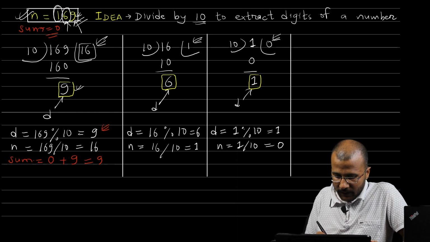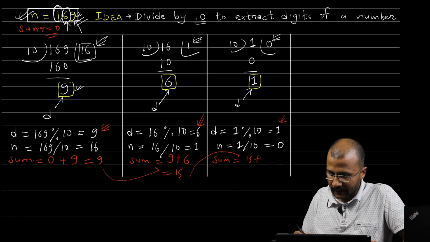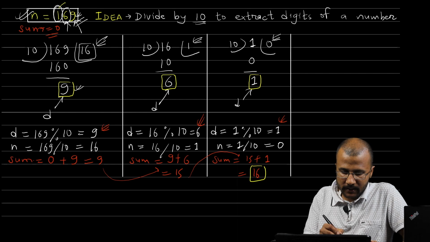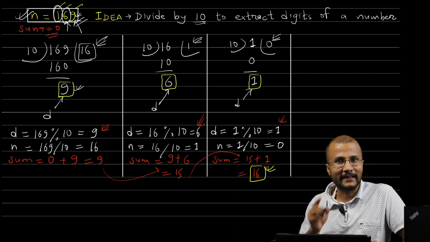Okay, 0 plus 9 is 9. In this scenario the sum at this point would be the previous sum, which was 9, plus the digit 6, so 9 plus 6 is 15, and in this case the sum would be the previous sum, which was 15, plus the digit 1, which is 16. And if you can see, 16 is my answer, right? 1 plus 6 plus 9 is 16. This is what I need to display.